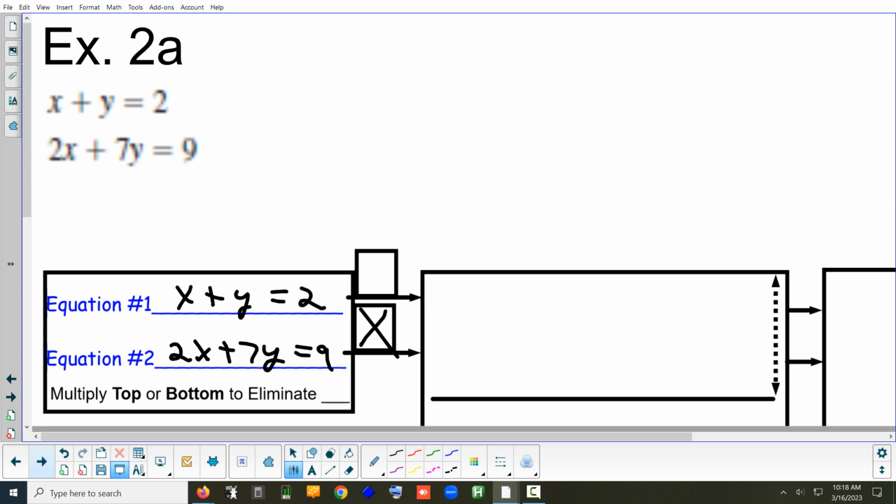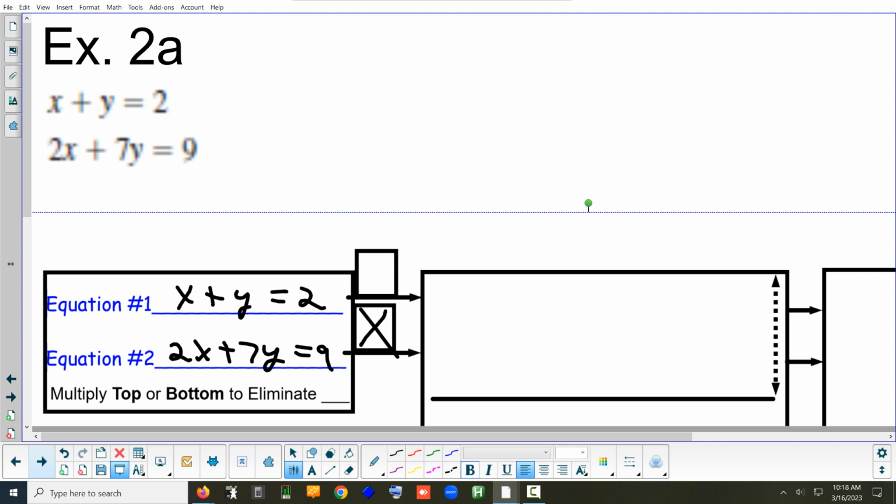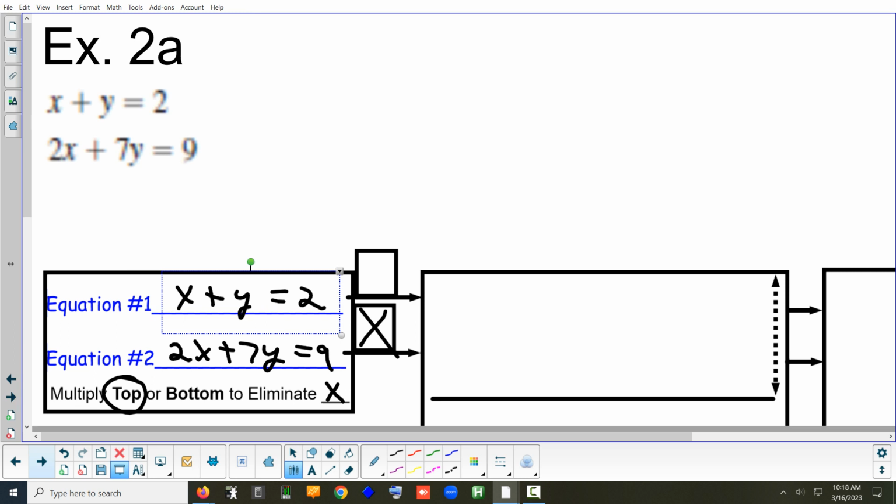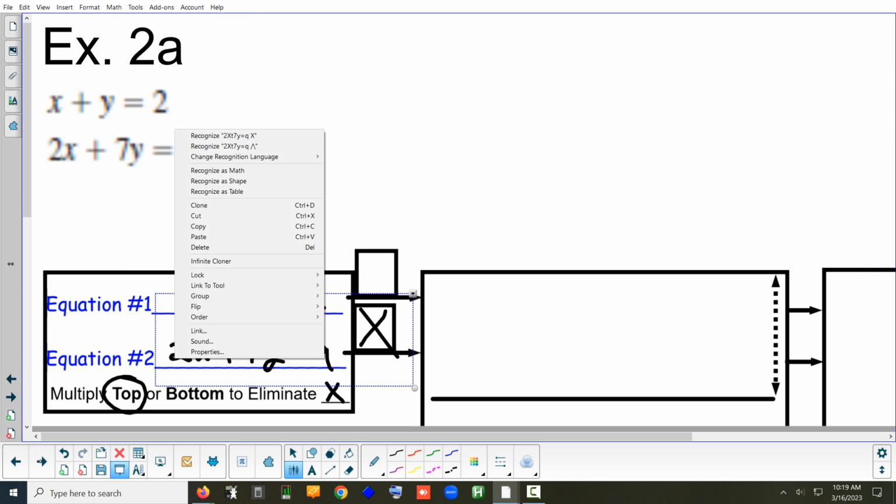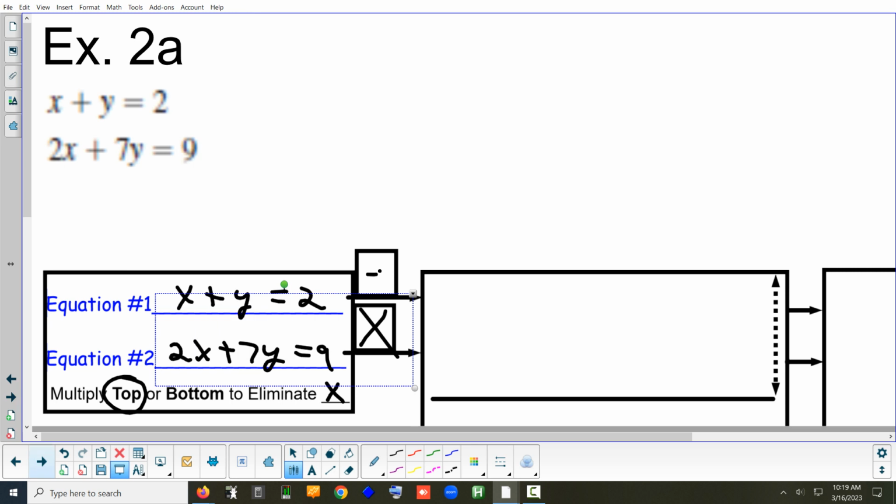And now, I need to know what goes in this box. What could I multiply this top equation by so that we could make the x's eliminate? Why the x's? Because that's what we want to finish. Multiply everything in this equation by the opposite of the number that's attached to x right here, -2. And then watch what that does.